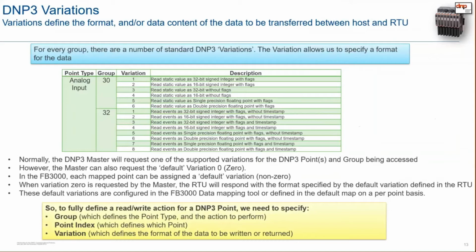So I'm going to summarize here. To fully define a read or write action for a DNP3 point, we basically specify 3 integers: the group to specify the point type and the action, the point index to identify which point within that group, and the variation, which defines the format of the data to be written. And those 3 integers are common to every implementation of DNP3 and standardized, though obviously the index will give you a different point depending on the configuration of the device.